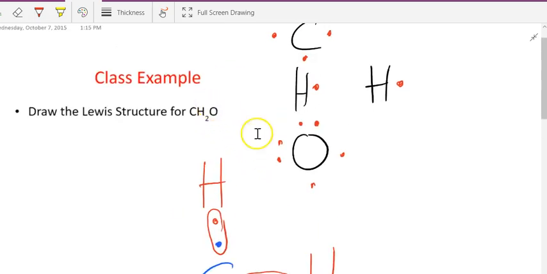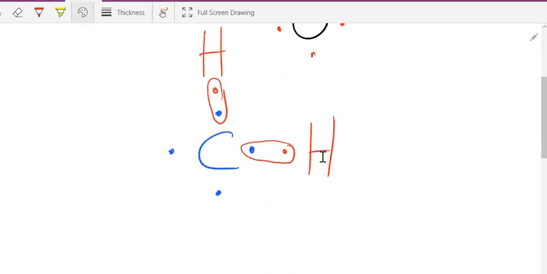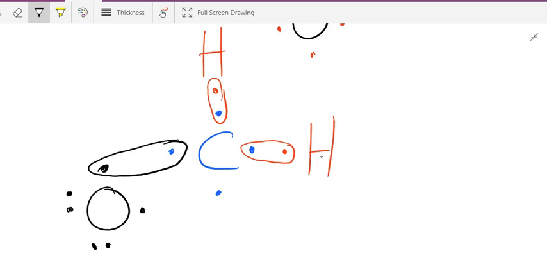Now all I have left is an oxygen, right? How many does oxygen have? 6. So let's draw it out. 1, 2, 3, 4, 5, 6. So oxygen wants how many more to be satisfied? Needs 2 more. So the first thing I'm going to do is I'm going to share right there, which gives it 1, 2, 3, 4, 5, 6, 7.